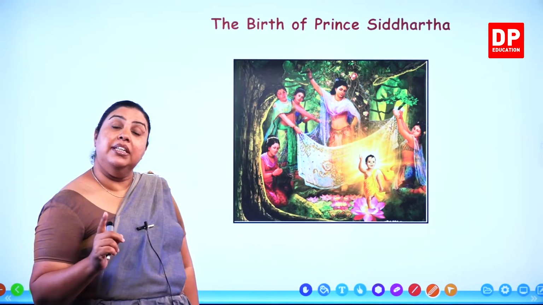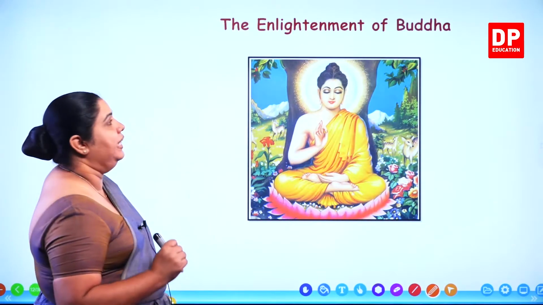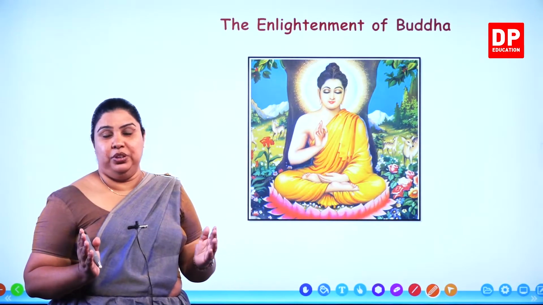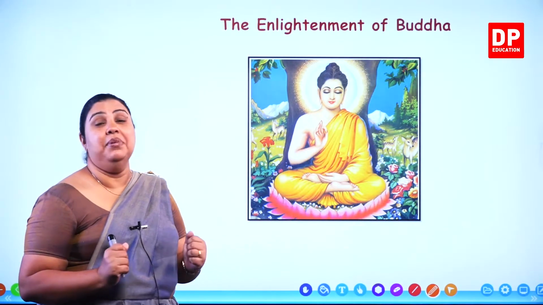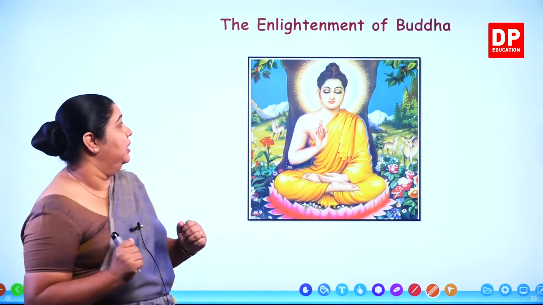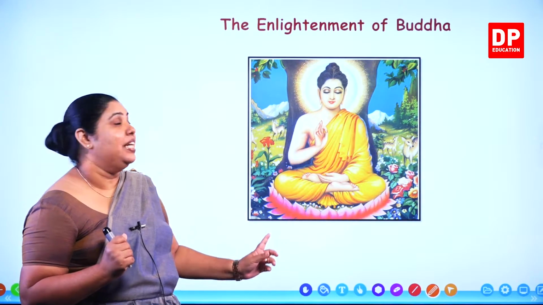So after the birth, what are we going to see? We are going to see the enlightenment of Buddha. Buddhu Rajanan Vahanse gave Buddhu Vima. The enlightenment. Can you see the enlightenment of Lord Buddha? This is how it happened.